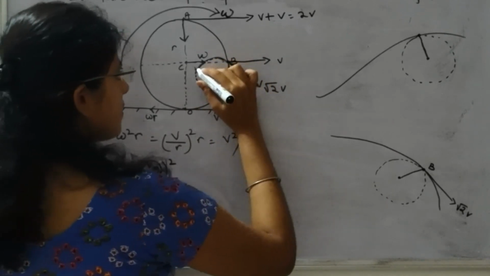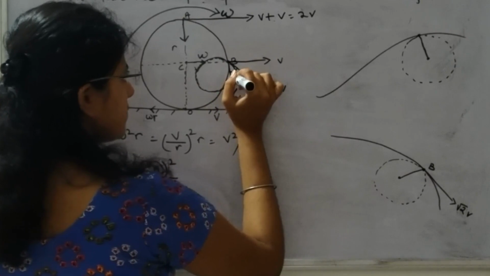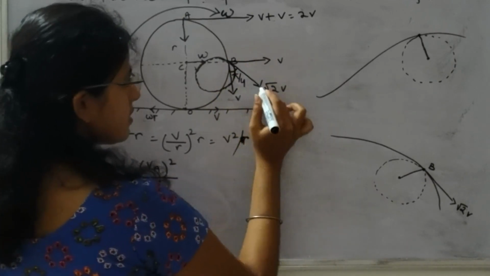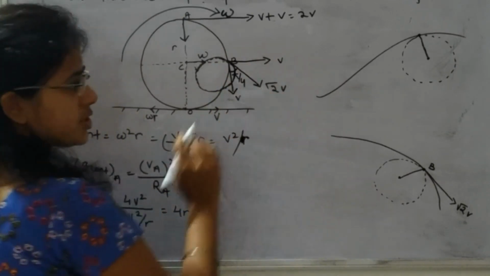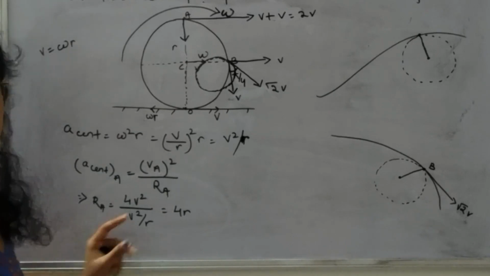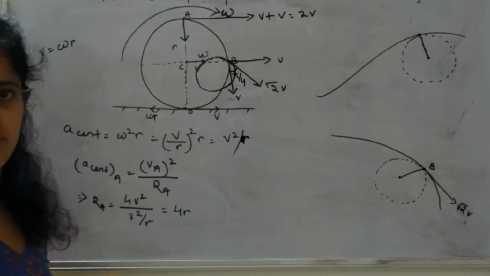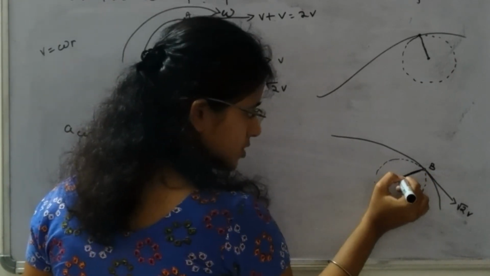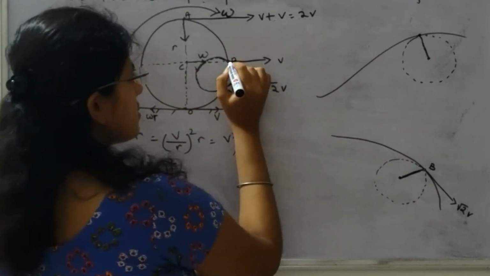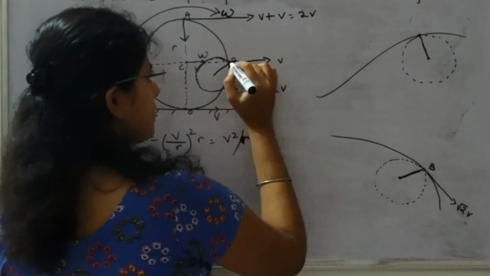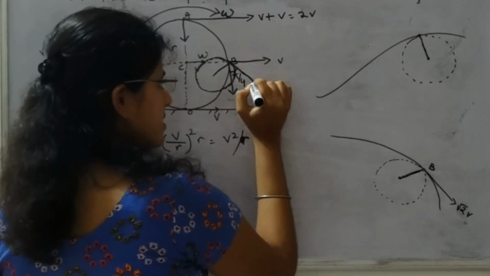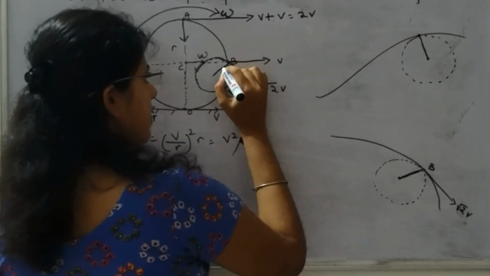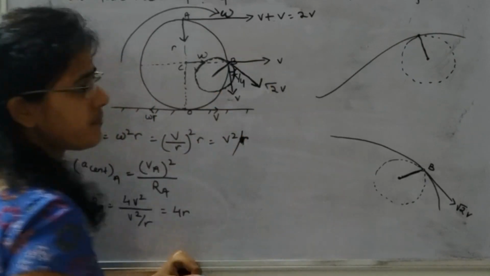Okay? And this is the resultant velocity which B is experiencing as seen by the ground frame. Okay? So for this point, the centripetal acceleration, the acceleration towards the center, is in which direction? Perpendicular to it. Perpendicular to this resultant velocity. That means in this direction.